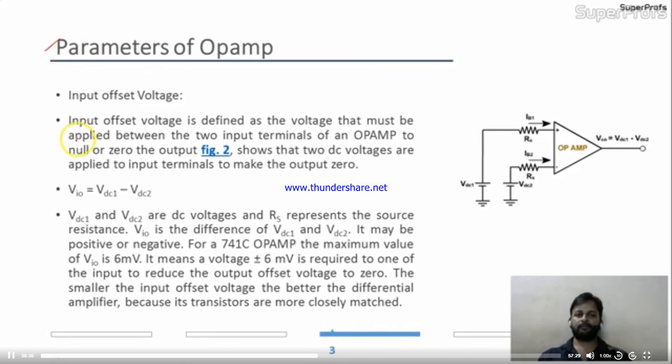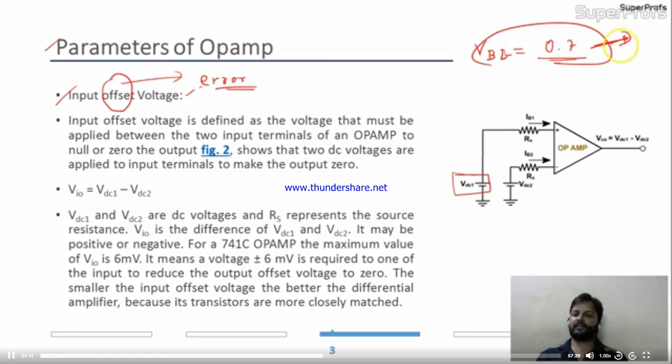The parameters of op-amp. First and foremost is input offset voltage. Offset means error, an undesirable quantity. Due to this circuit we are having some unnecessary input voltage. Inside the BJT circuitry there is some potential, 0.7. Suppose for the BJT we have VBE of about 0.7. This is undesirable at the output stage. This is one example I'm showing you. Like this we have some input offset voltages.